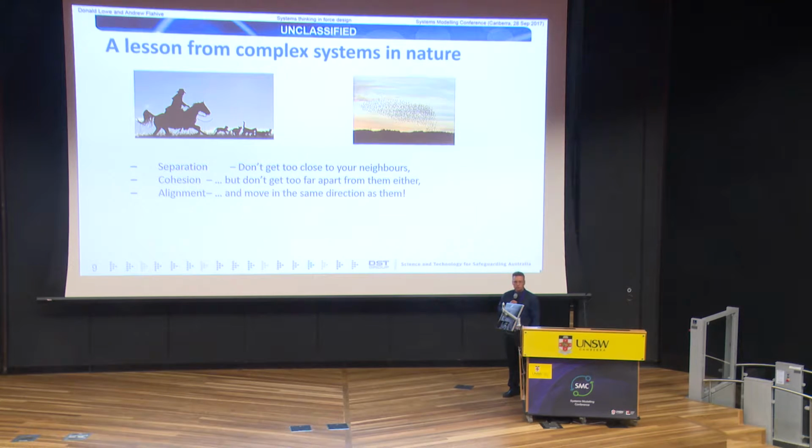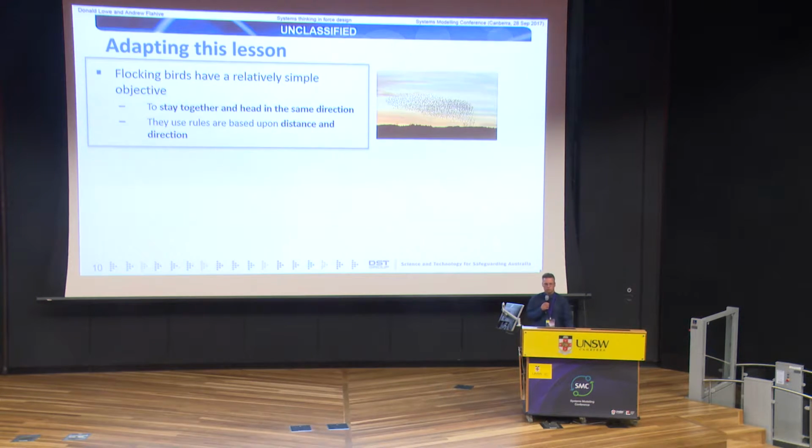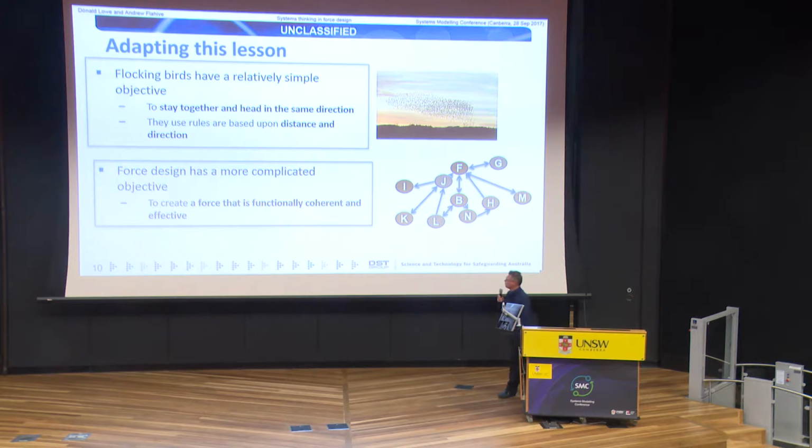Scientists have deduced that they use three basic rules for flocking like this. Don't get too close to your neighbours, don't get too far away from them either, and head in roughly the same direction. So these local rules help regulate the overall system behaviour. Flocking birds have a relatively simple objective, to stay together and move at roughly the same speed, whereas the force design has a more complicated objective, to create a force that is functionally coherent and effective. So in order to do this, we believe that we need to apply rules that reflect the functional aspects of the force design.